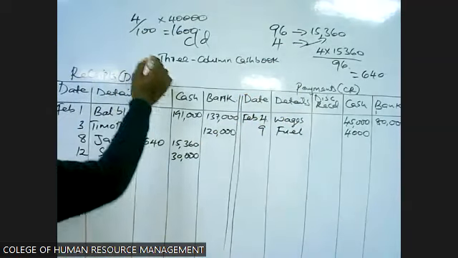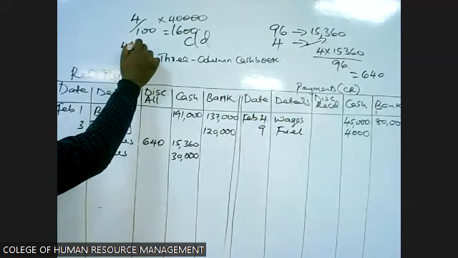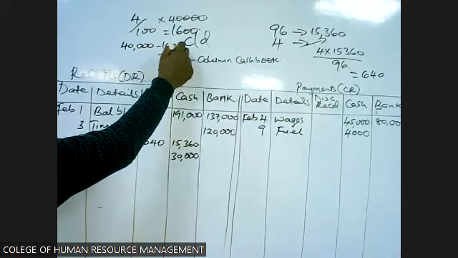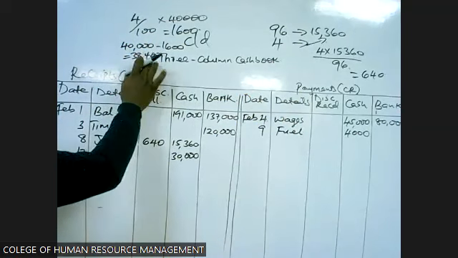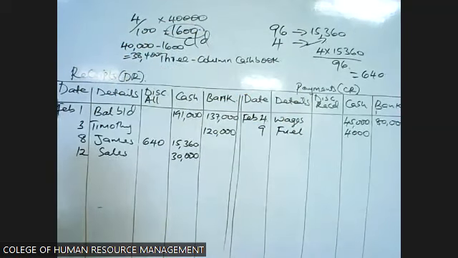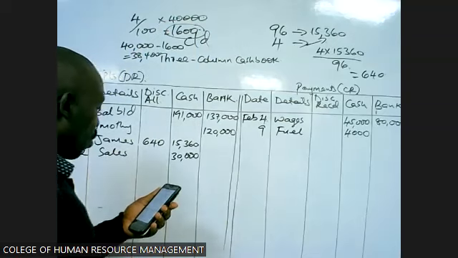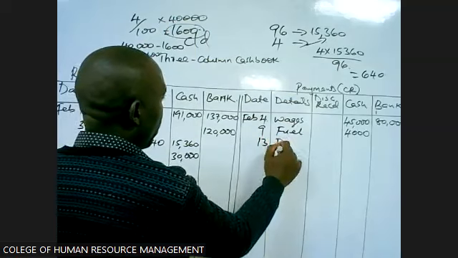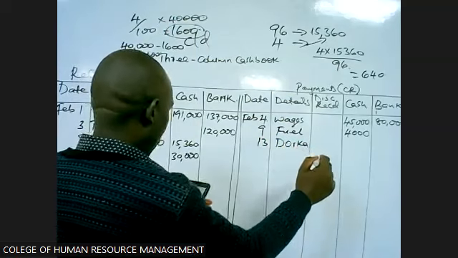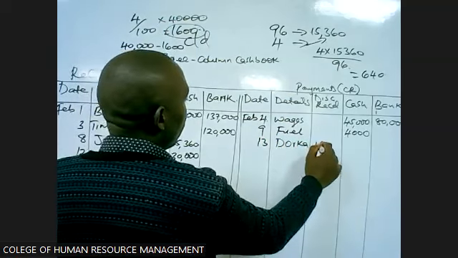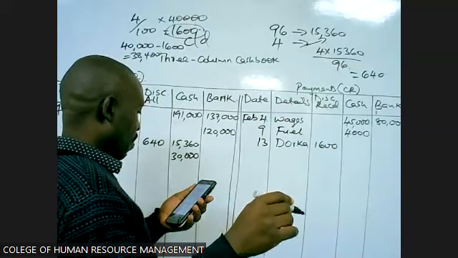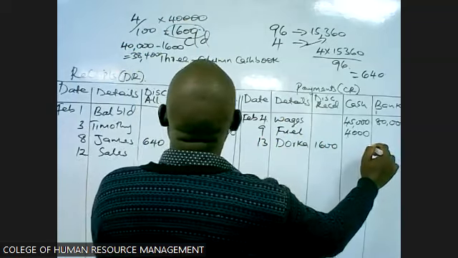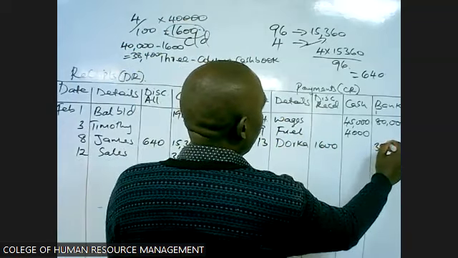So at the end of the day, what we are going to pay is 40,000 minus 1,600. So we are going to pay 38,400. This is what we are going to pay. And this is going to be the discount received. So this is how it is going to be recorded. On that day, the person we paid is Dorcas. The discount received is 1,600. We paid by what? By check. So we are going to pay 38,400.